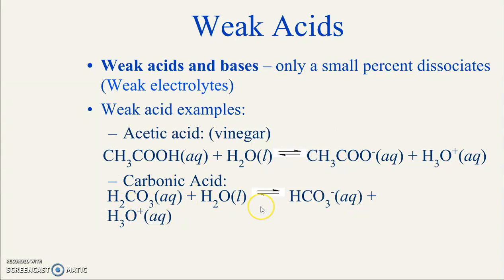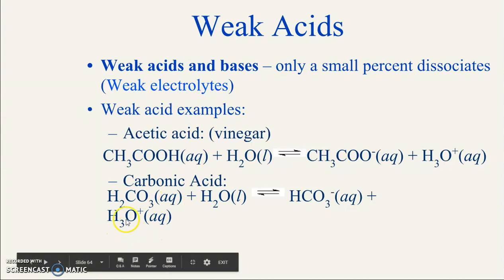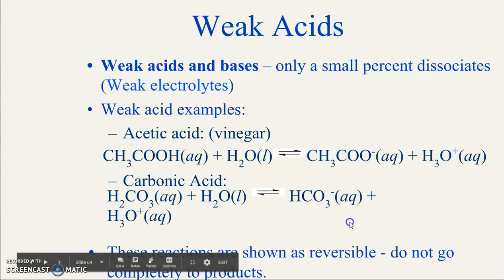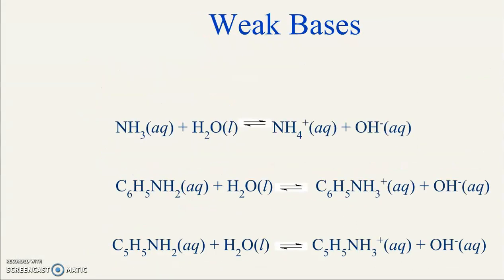This is what's happening inside of your cells. It's why your body has to get rid of the carbon dioxide it produces. So you've got carbonic acid forming, and you've got some of the hydronium ion forming, but notice that the reaction goes in the reverse. So these are what we would call weak acids or weak bases. The reactions are shown as reversible. They do not go completely to products, and that's the difference.